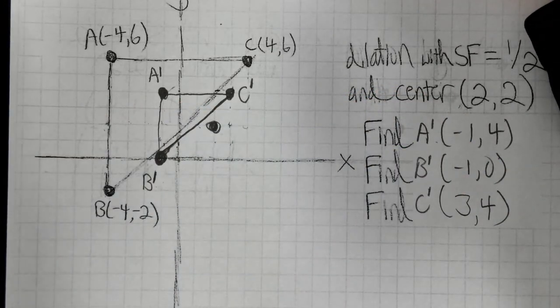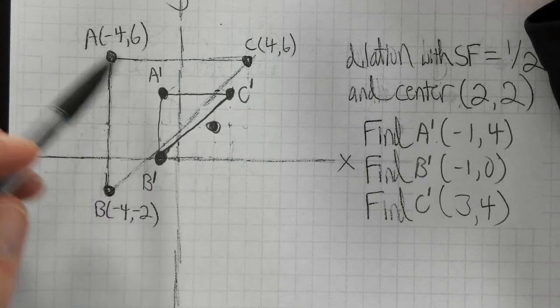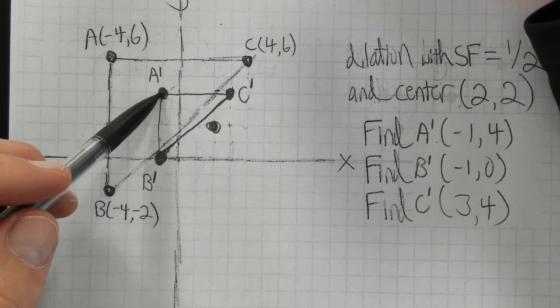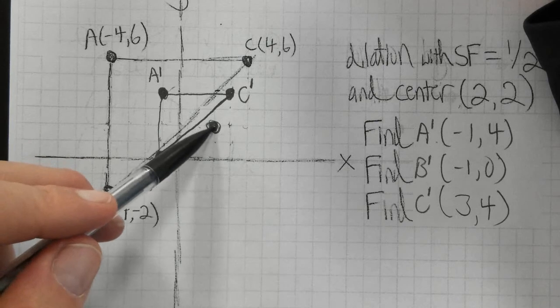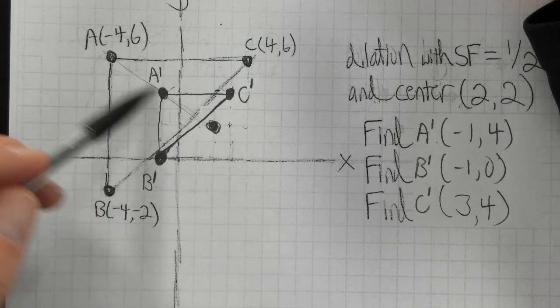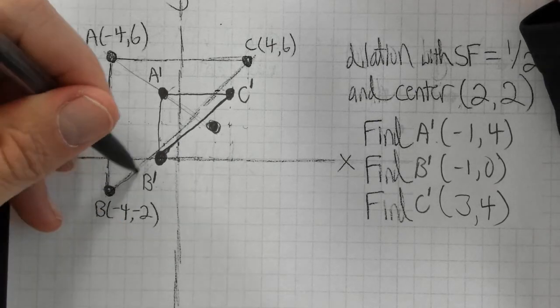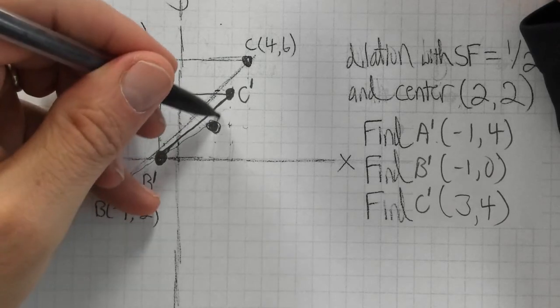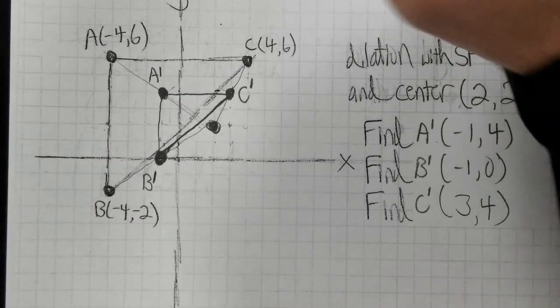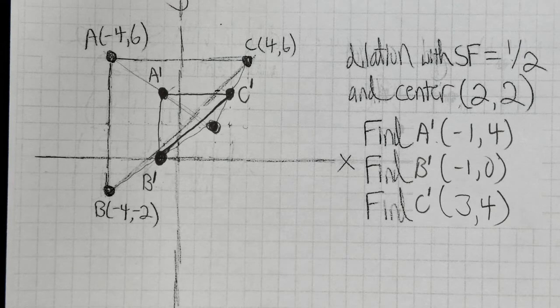Okay, now, just as a double check, remember my original point, my prime point, and my center of dilation should all line up. They do for the A's, so that's good. And they do for the B's, which is good. And they do for the C's. So that kind of gives me an indication that I am on the right track. Alright, and so that is how you do off-center dilation.